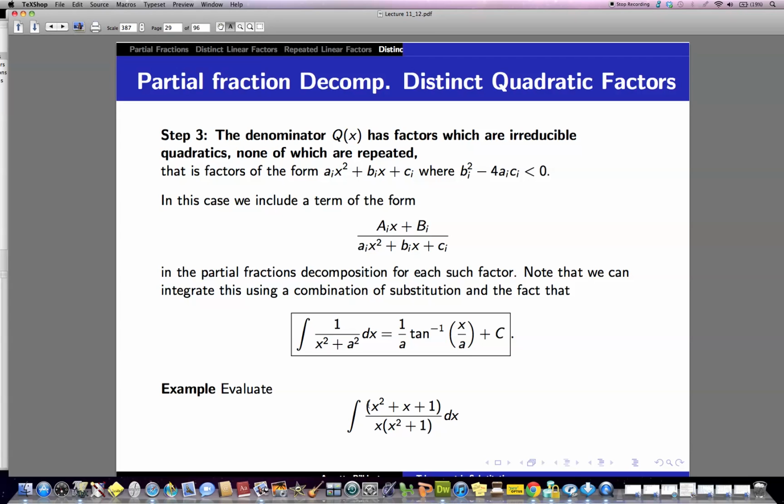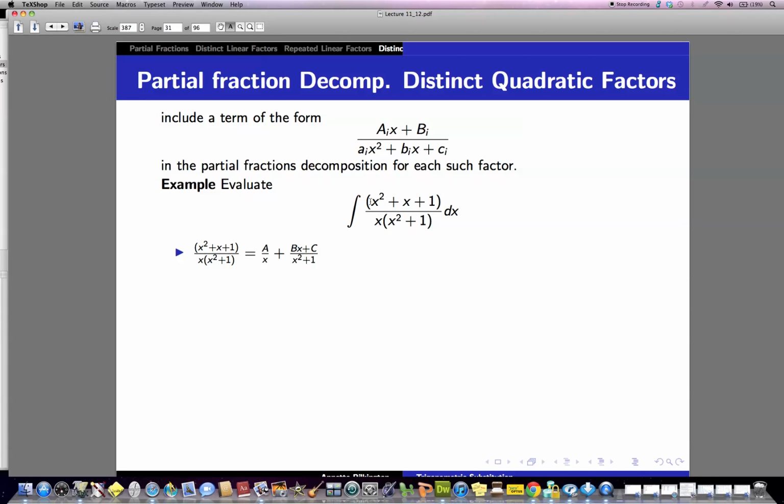So for example, suppose this is my rational function that I want to integrate, x squared plus x plus 1 over x cubed plus x. It's a proper rational function, so it must have a partial fractions decomposition. It's a product of linear factors, which I know how to deal with, and one single quadratic factor which doesn't repeat. So the claim is for every quadratic factor I include a term that looks like this in the partial fractions decomposition.